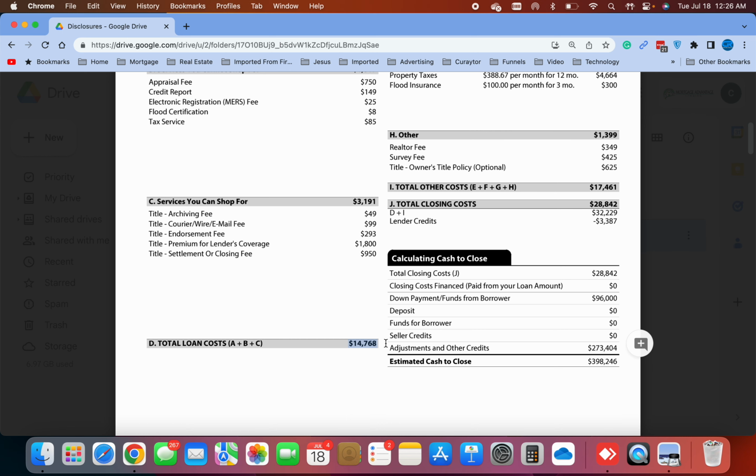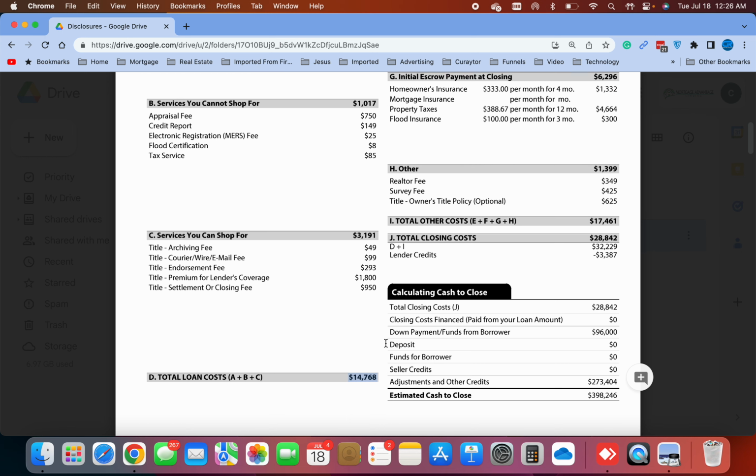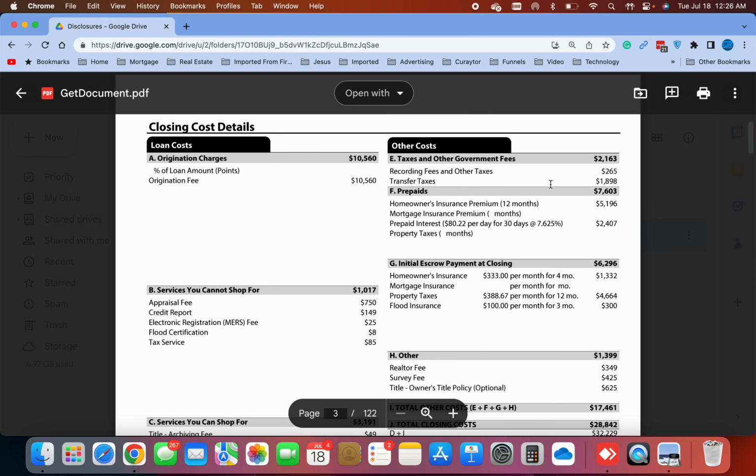But now you also have prepaid items and insurances that you have to pay in taxes, okay? So you got to pay to the county $265 to record the mortgage, plus you have a transfer tax they're going to charge you $18.98. If you add those two fees here, equals $21.68 that you see up right here.